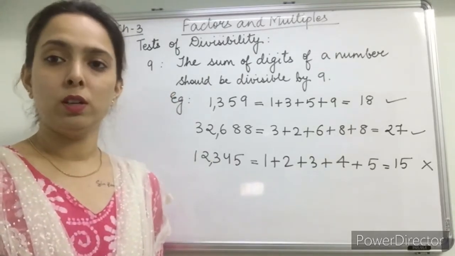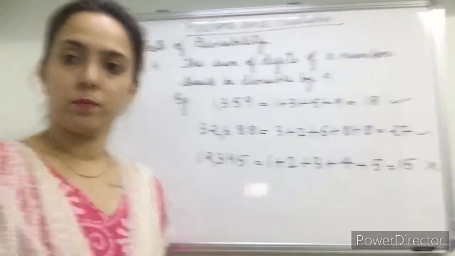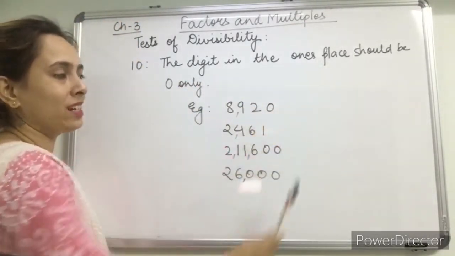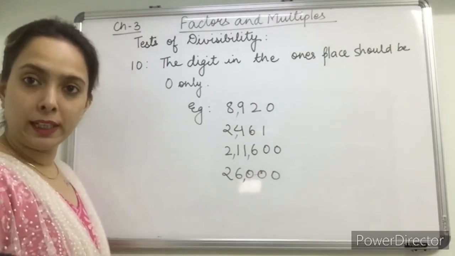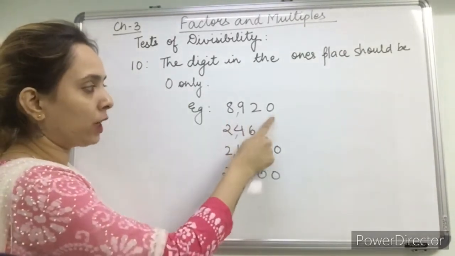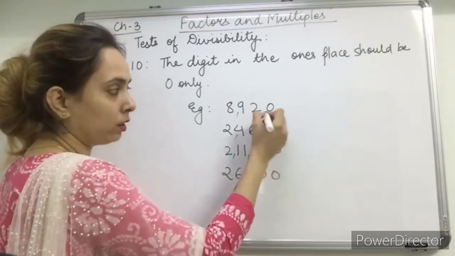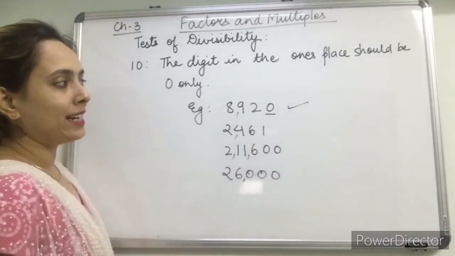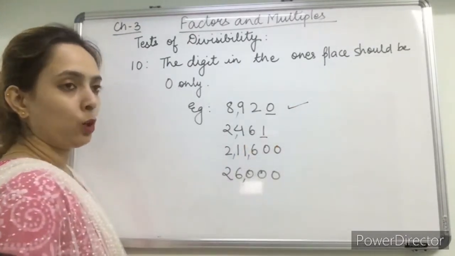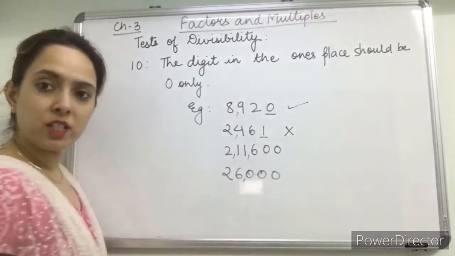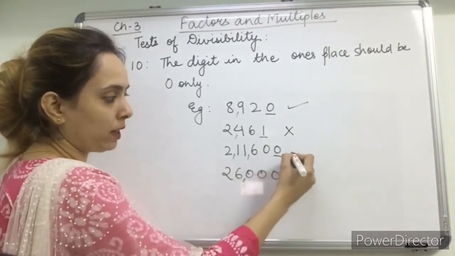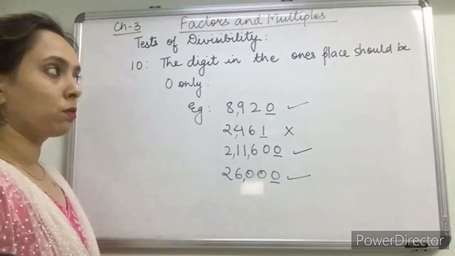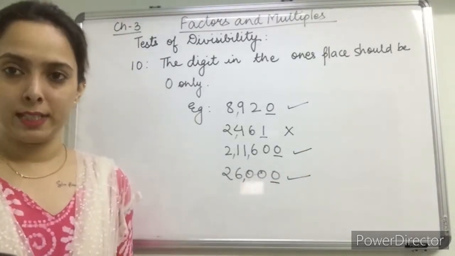Let's go for divisibility rule for 10. Rule for 10. The digit in the ones place should be 0 only. So 8920. Here on one's place value we have 0, so it is divisible by 10. On one's place value we are having 1, it is not divisible by 10. On one's place value 0, yes. On one's place value is 0, yes. So this was about rule for 10.